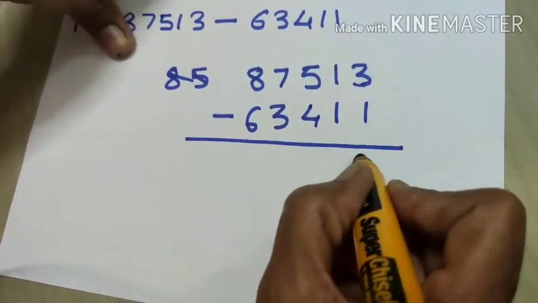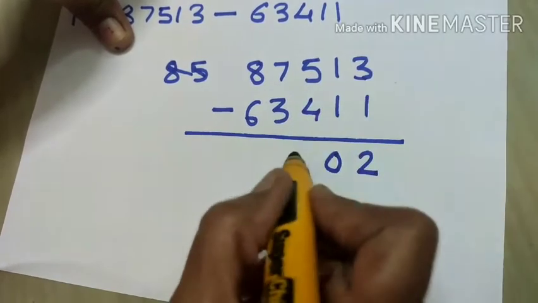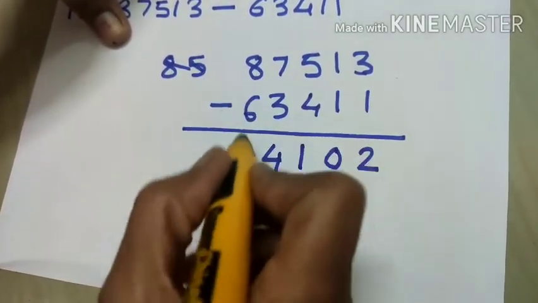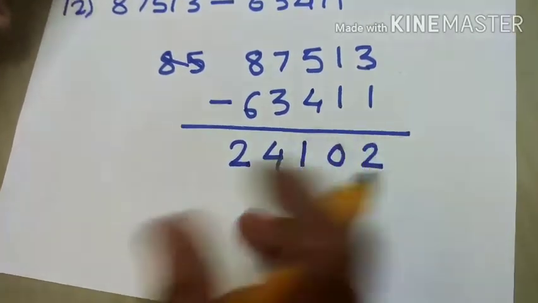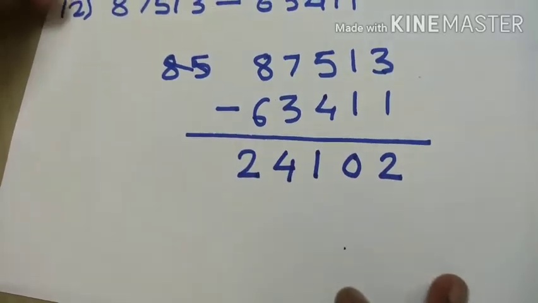3 minus 1, 2. 1 minus 1, 0. 5 minus 4, 1. 7 minus 3, 4. 8 minus 6, 2. Like this only you have to arrange the other 3 numbers also and solve it. Okay.